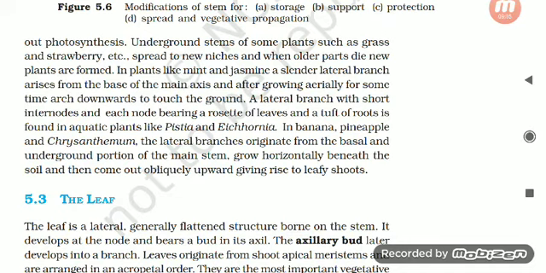In plants like mint and jasmine, a slender lateral branch arises from the base of the main axis and after growing aerially for some time arcs downwards to touch the ground. A lateral branch with short internodes and each node bearing a rosette of leaves and a tuft of roots is found in aquatic plants like Pistia and Eichhornia. In banana, pineapple, and chrysanthemum, the lateral branches originate from the basal and underground portion of the main stem, grow horizontally beneath the soil, and then come out obliquely upward, giving rise to leafy shoots.